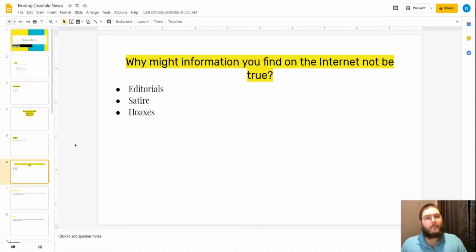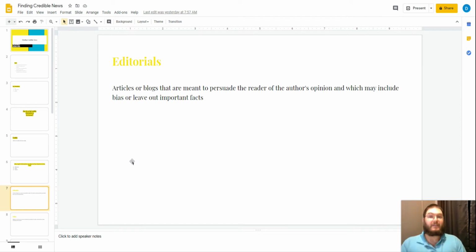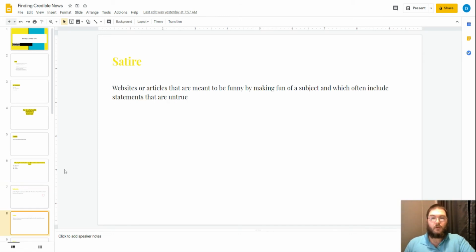So, why might information you find on the internet not be credible? Well, it could be an editorial or satire or a hoax, and we'll go over each of these in turn as some examples. Editorials are opinion pieces. They are only what the author of that editorial believes or thinks, and that's it. It doesn't have to be based on fact to be printed. For that reason, there is the possibility of bias, which we will go over shortly, or they could be leaving out information or skewing information.